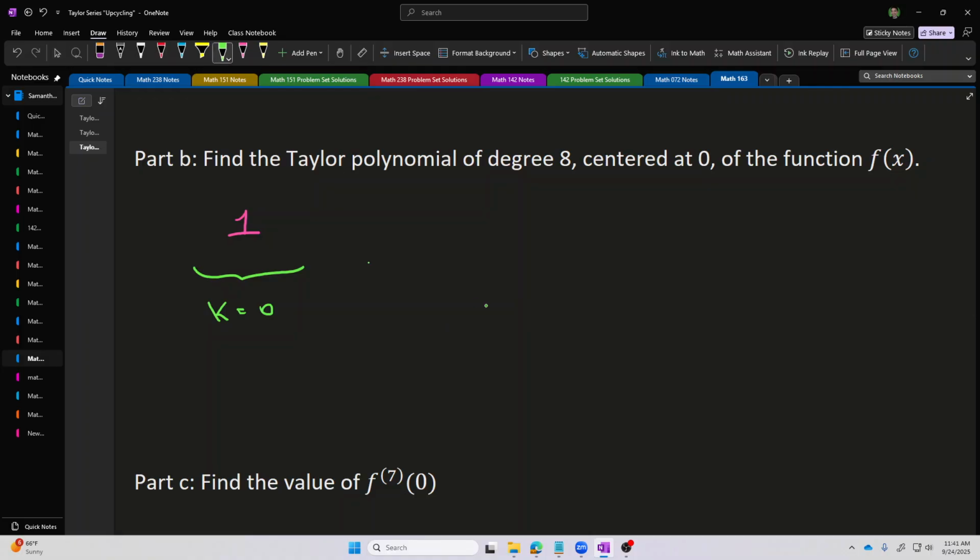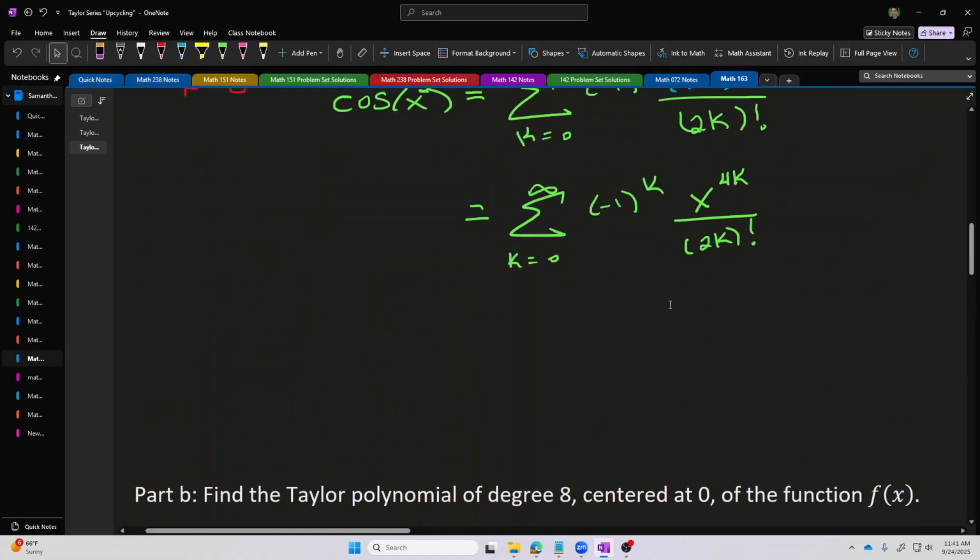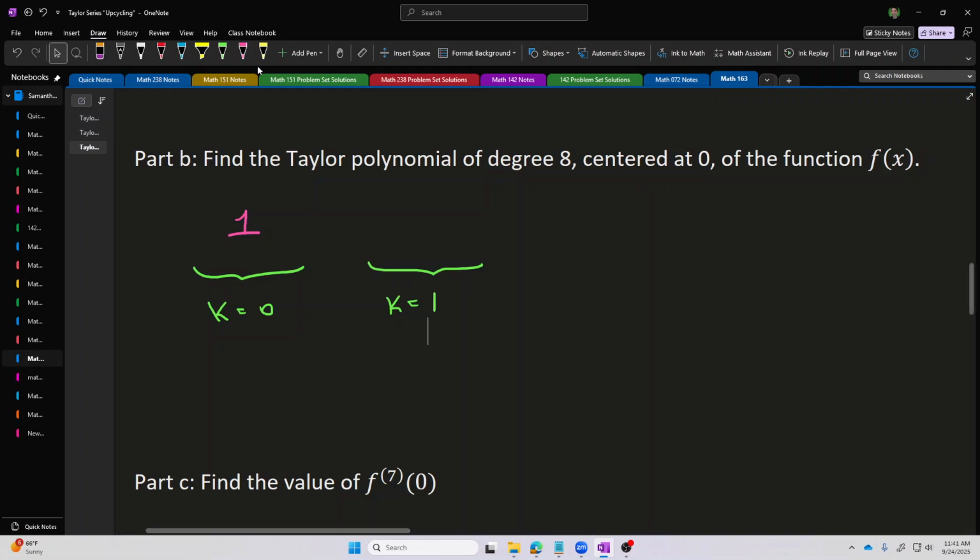So now I increment the counter. K value is now 1 unit instead of 0. And I plug k equals 1 into this formula. So I get negative 1 to the power 1, and that's multiplied by x to the power 4, and that's divided by 2 factorial. So here we have negative x to the power 4 divided by 2 factorial.